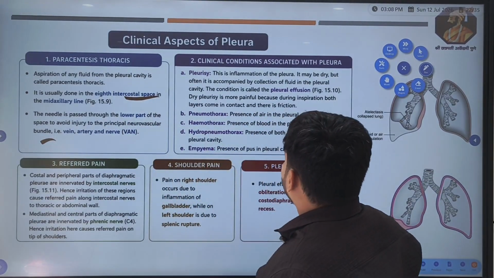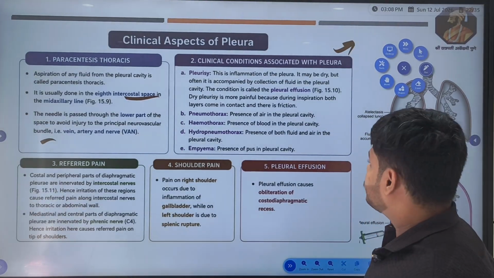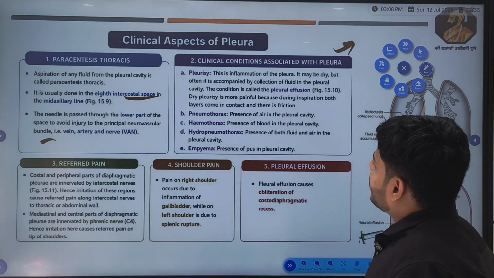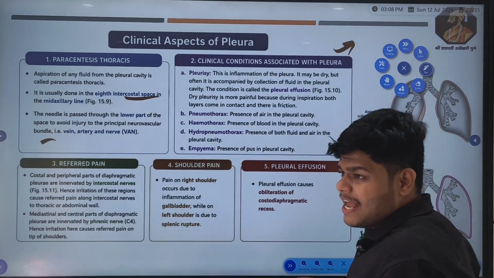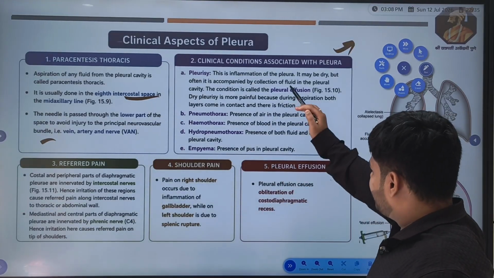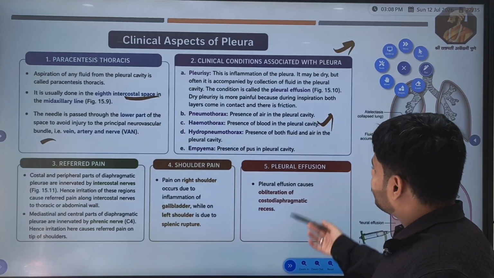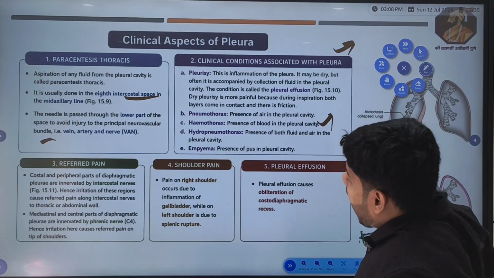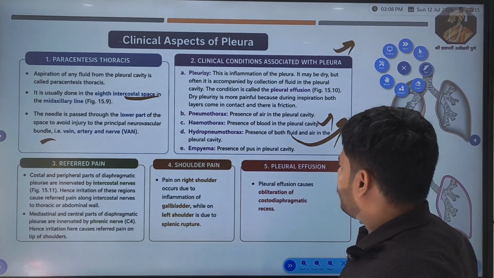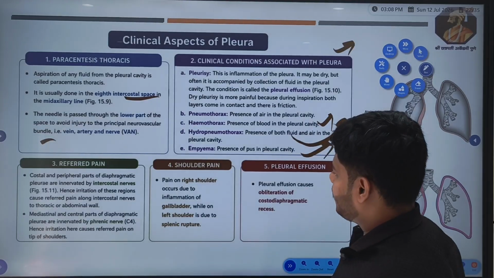Now the second condition associated with the pleura is pleurisy, which is an inflammation of the pleura or fluid present in the pleura. Pneumothorax means excess air present in the pleural cavity. Hemothorax is the presence of excess blood in the pleural cavity. Hydrothorax is where fluid is present. Hydropneumothorax is the presence of both fluid and air in the pleural cavity. Empyema is the presence of pus in the pleural cavity.